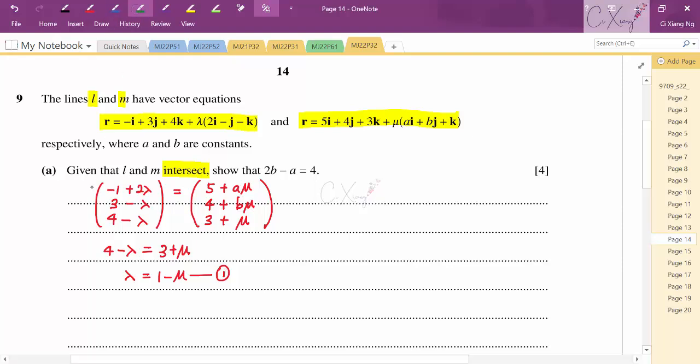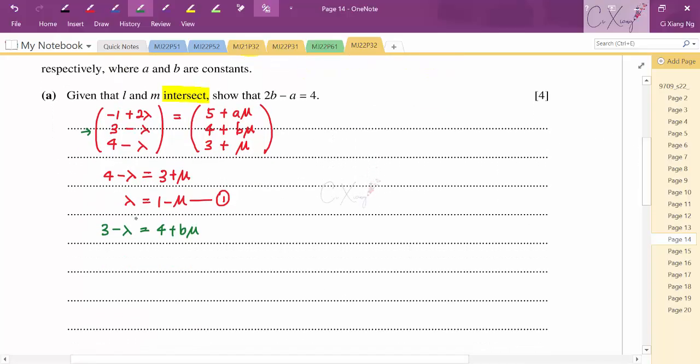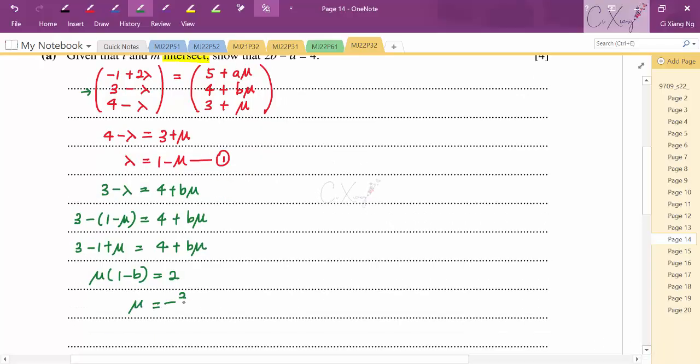For the second equation, I use the second row: 3 minus lambda equals 4 plus b mu. Because we have lambda equals 1 minus mu, we try to get rid of lambda. I substitute 1 minus mu for lambda: 3 minus (1 minus mu) equals 4 plus b mu. That is 3 minus 1 plus mu equals 4 plus b mu. Simplifying further, mu times (1 minus b) equals 2, so mu equals 2 over 1 minus b. This is my second equation.